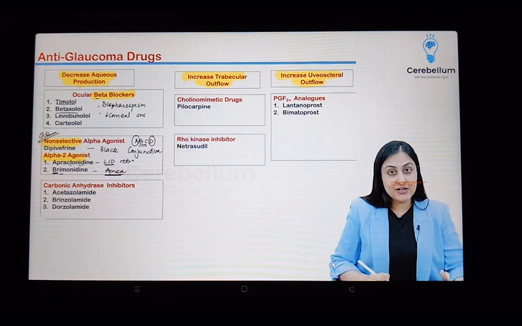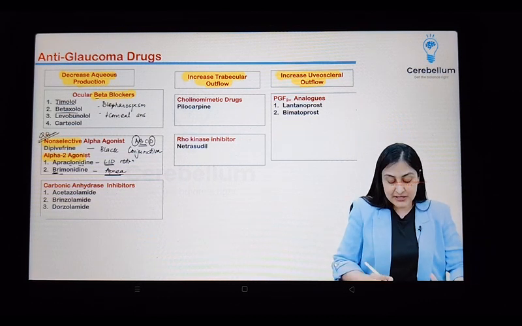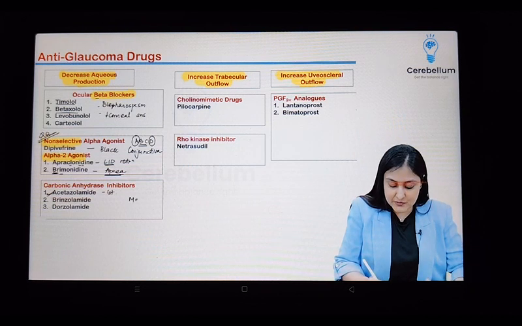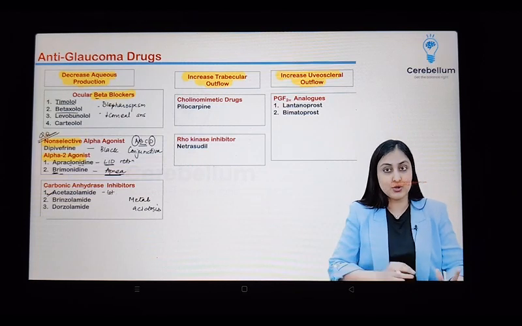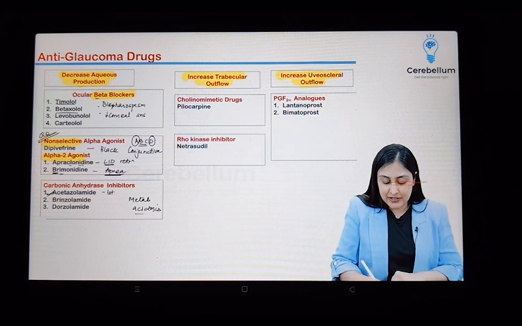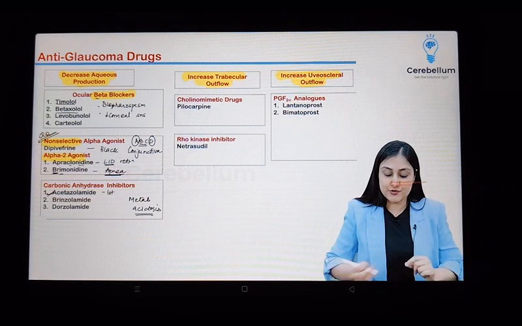Then we have carbonic anhydrase inhibitors. Like we've seen, these are systemic drugs. So acetazolamide is the first drug that we use in angle closure glaucoma, like I told you. And here you want to remember their side effect is metabolic acidosis. This is something that I've taught in the renal system as well. You want to remember it as acidazolamide, not acetazolamide, acidazolamide, and you'll remember that it causes acidosis.